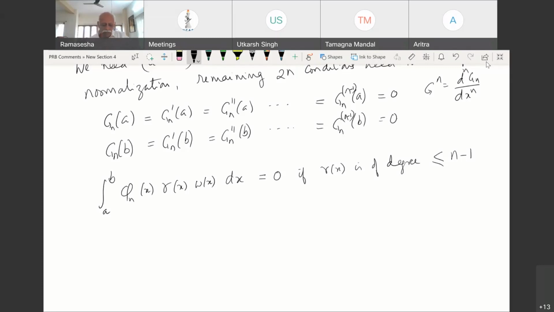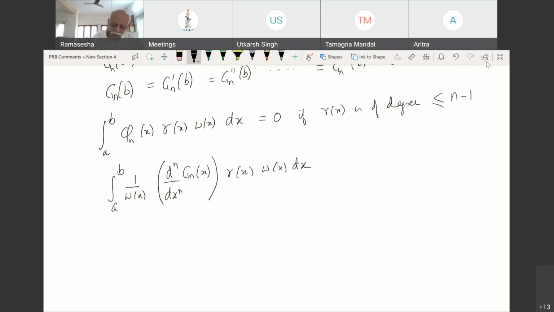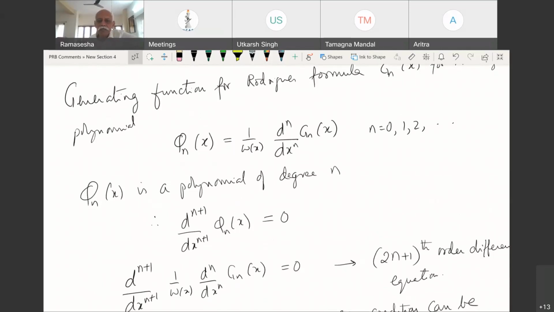So if I have to get this, what should I do? Let me use the definition of d^n by dx^n. So the integral of q(x) w(x) dx. So this integral is done by using the formula that P_n(x) is equal to 1 by w(x) times d^n by dx^n of G_n(x).